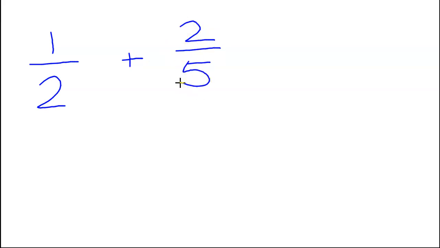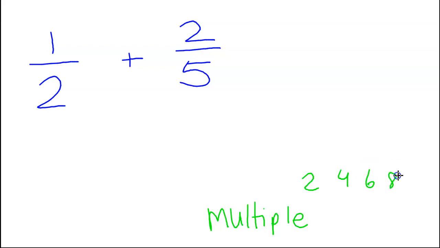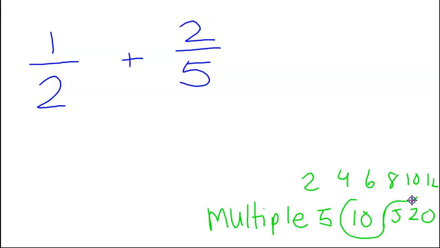I need to go ahead and rename them as a similar denominator, so that I can solve this. To find a similar denominator, I need to find the multiple that they have in common. How am I going to do this? Well, let's think about our multiples of 2: 2, 4, 6, 8, 10, 12. Let's think about my multiples of 5: 5, 10, 15, 20. Which one do they have in common? Oh, wow, here it is, 10. They both have 10 in common.